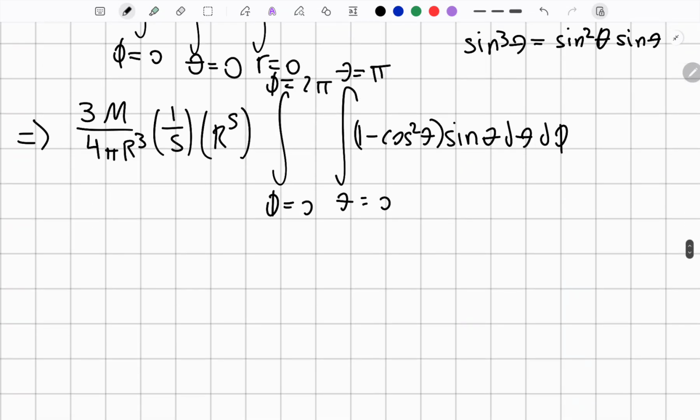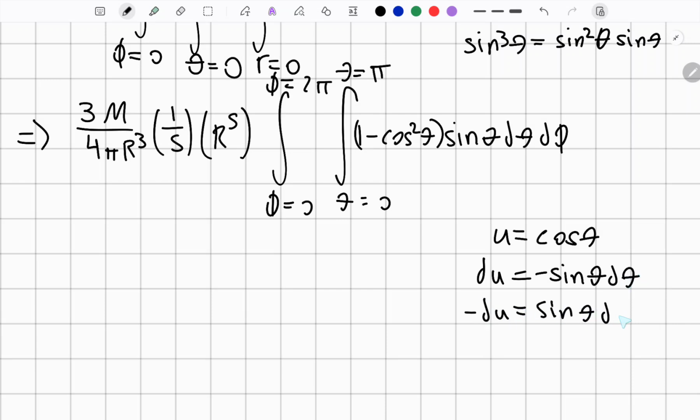This allows us to make a substitution. That substitution being u. You can use whatever variable you'd like for the substitution. Just using u here, u equals cosine theta. Differentiating, we get du equals negative sine theta d theta, which gives us negative du equals sine theta d theta.